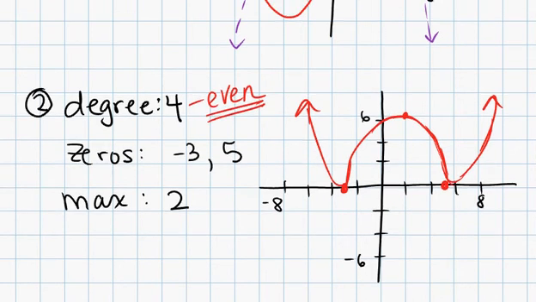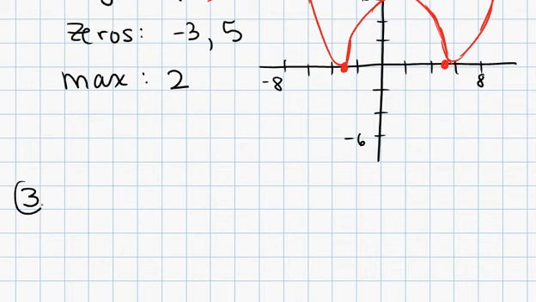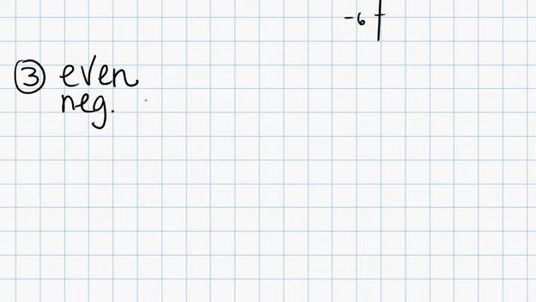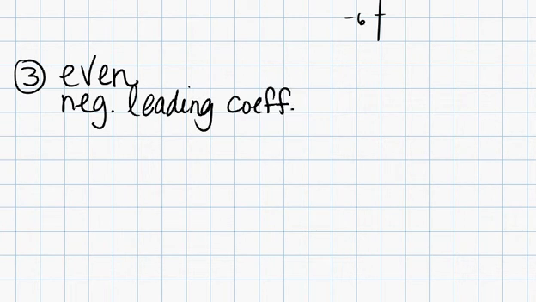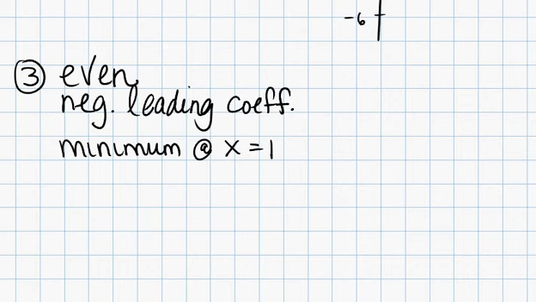Number 3. We know that our graph is even, that it has a negative leading coefficient, and there's a minimum at x equals 1. So again, we need some axes.